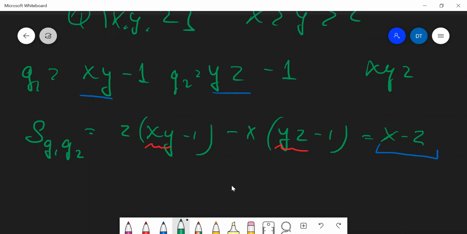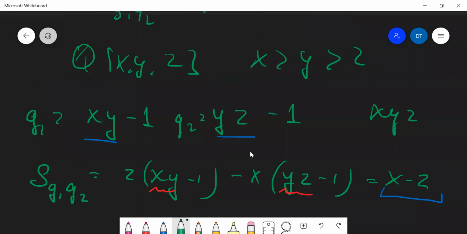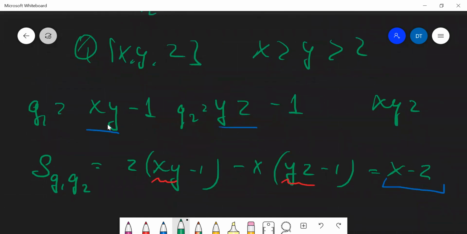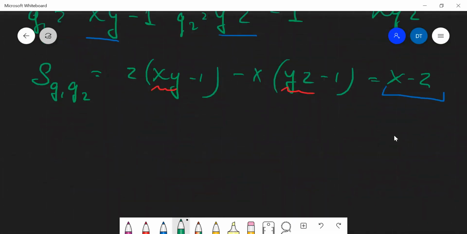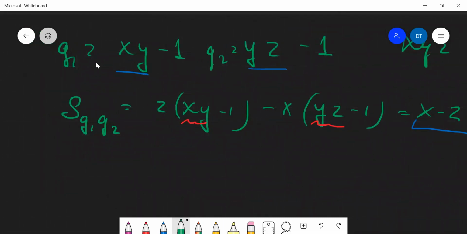Okay, thanks. And by the way, here it doesn't matter which ordering on the variables you take. These are always the leading terms, and this is always an S polynomial. It doesn't depend on the ordering of the variables. So no matter which order you take, this set is not a Grobner basis.